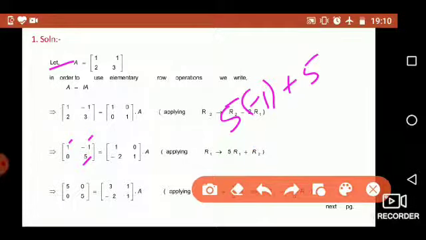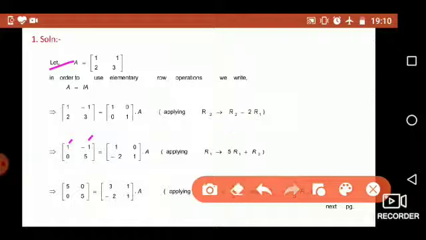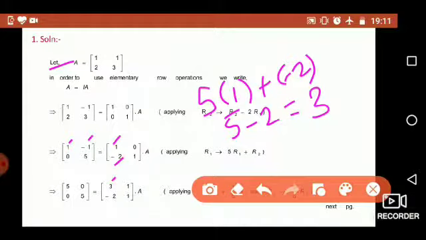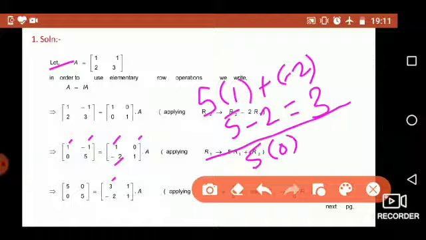The same operation we can perform on the right hand side of the equation. The second row elements are as it is, minus 2, 1. Now let me apply the same operation to the right hand side. 5 times R1, the first element is 1, plus the corresponding element of R2 in that row, which is minus 2. Therefore, 5 minus 2 is equal to 3. Therefore, we have an element 3. The same operation we can perform on the next element. 5 times R1, that is 0, plus the corresponding element of R2 in that row, which is 1.